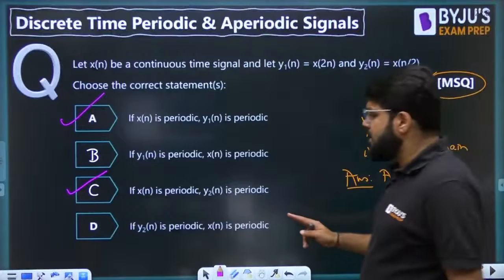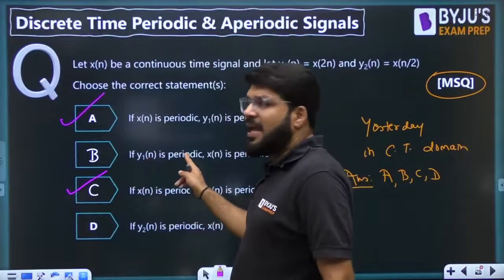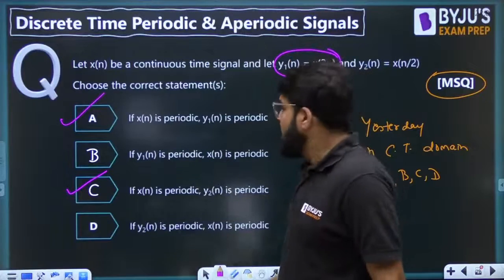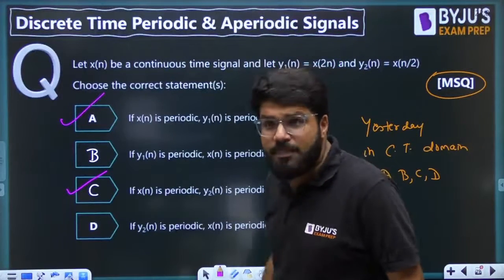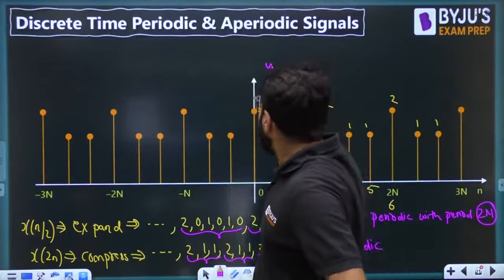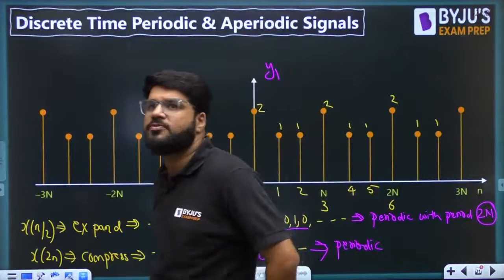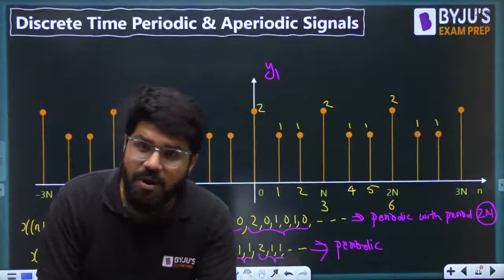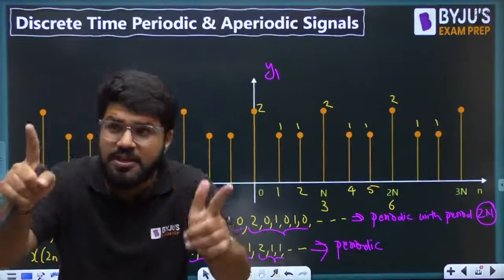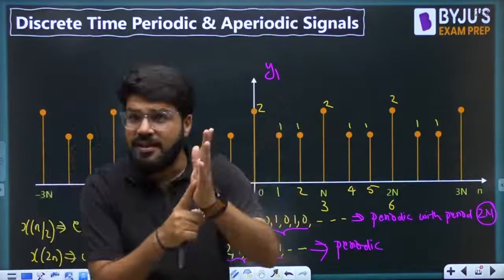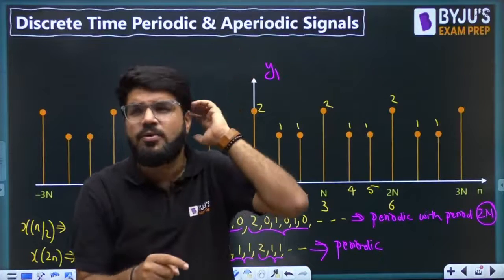Sir, very clearly you see, right? B, if y1 of n, what is y1 of n? y1 of n is the compressed form. If that is periodic, will the signal x of n be periodic? Assume, isi ke respect mein samjhenge. Assume this is y1 of n. Assume this is the compressed form of a signal. Very important point, full concentration. Graph se samjha raha hoon, calculation bahut lengthy hoga.